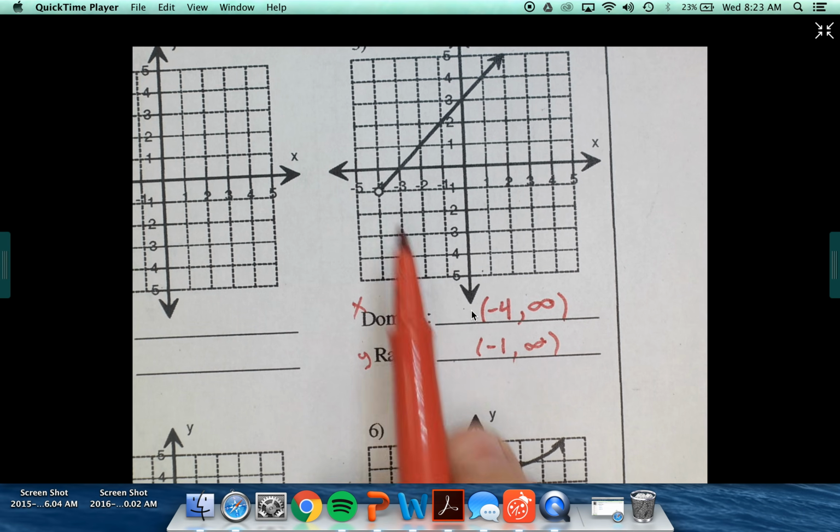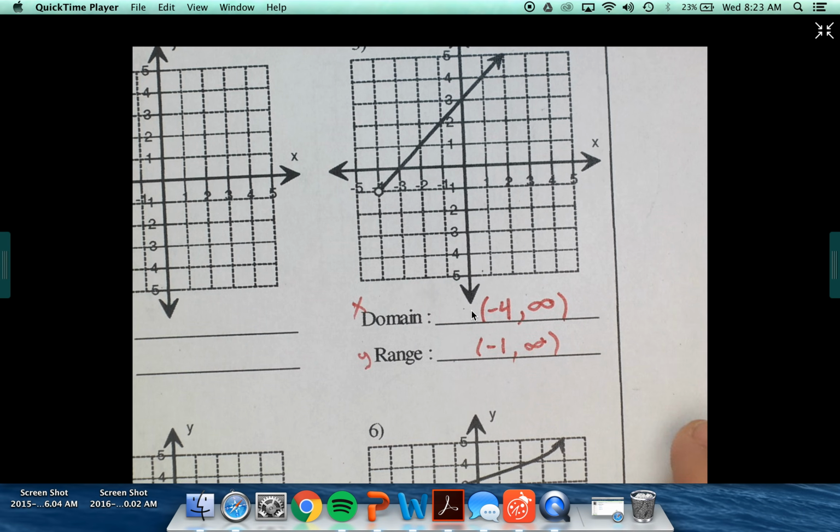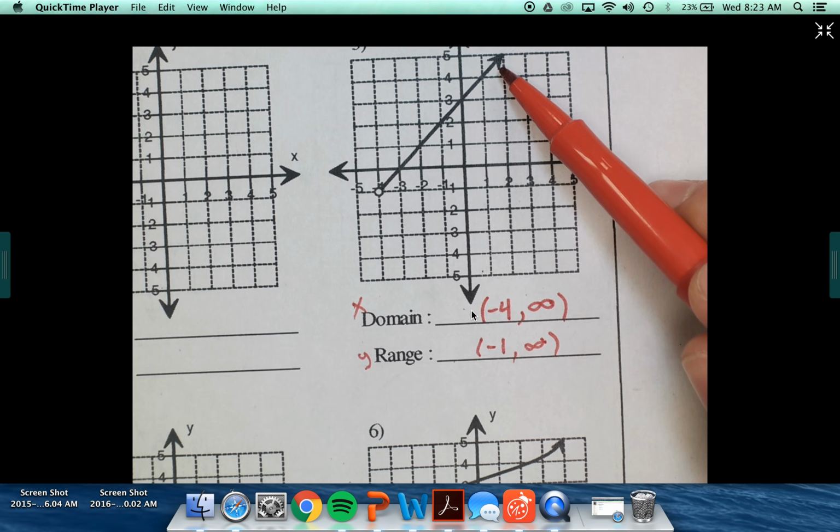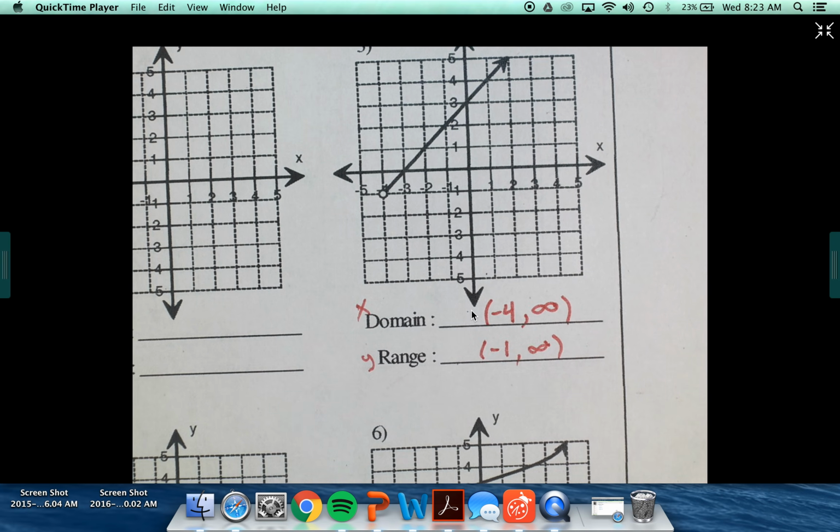Okay, so our domain goes from -4 and it goes right forever. For our range, it starts at -1 and it goes up forever. So when you've got arrows, it means infinity.